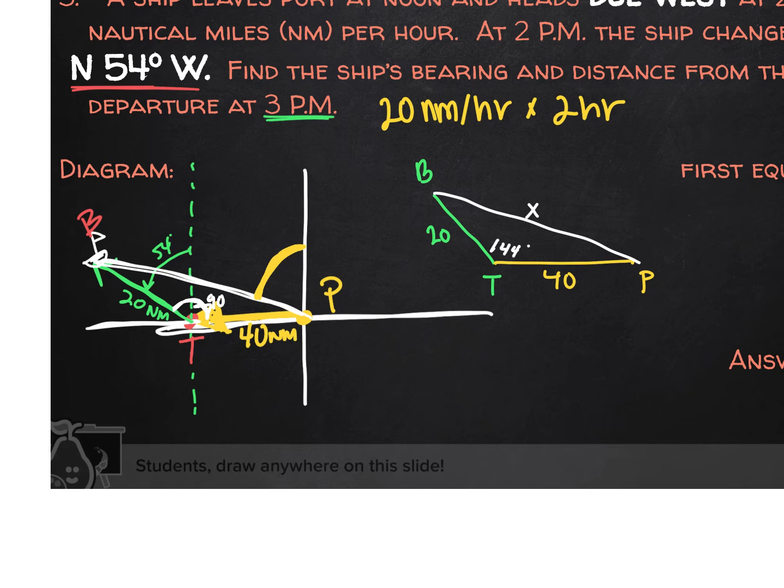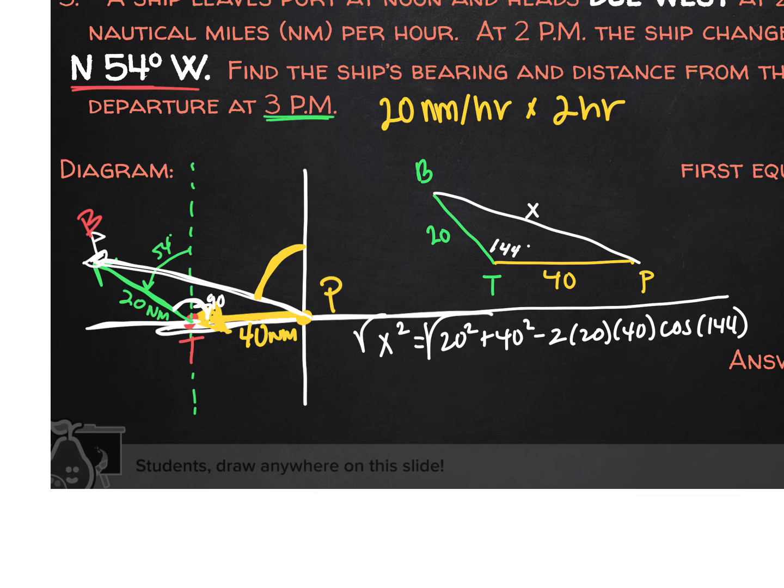Okay, so this to me looks like SAS, so I would use law of cosines. X squared is equal to 20 squared plus 40 squared minus 2 times 20 times 40 times cosine of 144. Square root that. I usually just type that in my calculator exactly as I have written there. That gives me 57.40 nautical miles. So I'm going to add that to my triangle: 57.4.